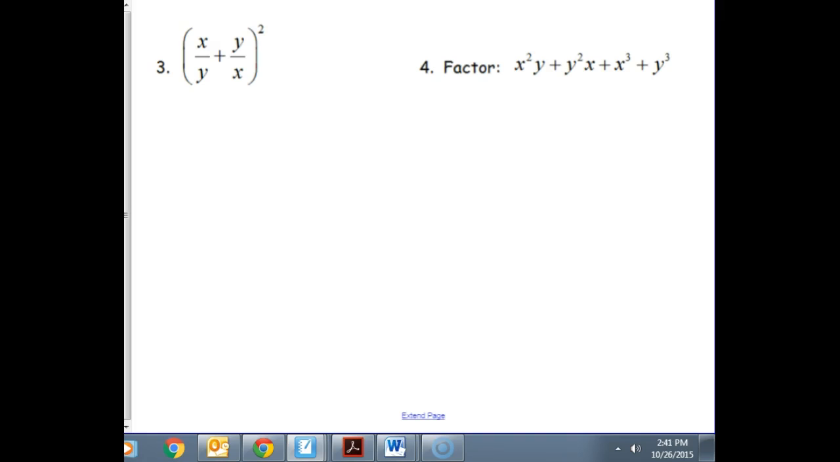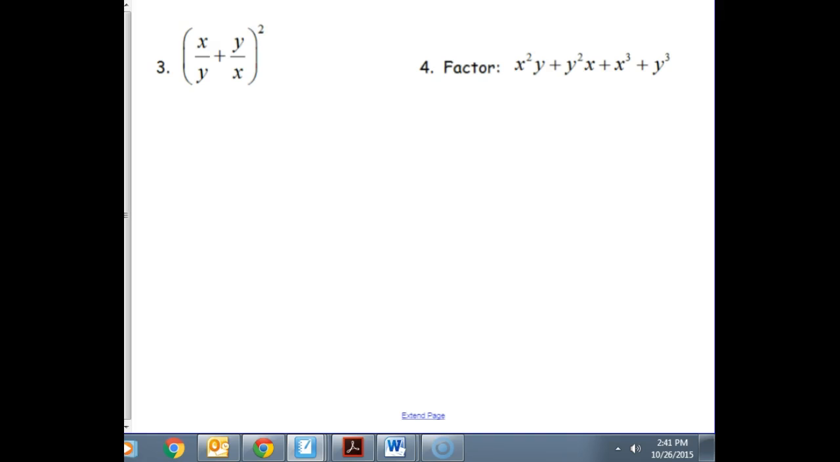This one is set up a little bit different than number 1. I have a fraction plus a fraction, squared. So this is a FOIL problem, but you're going to be multiplying fractions. Just remember, when you're multiplying fractions, you're multiplying top by top, bottom by bottom, right?